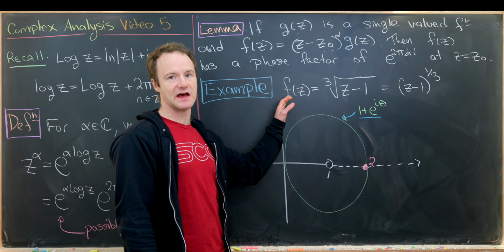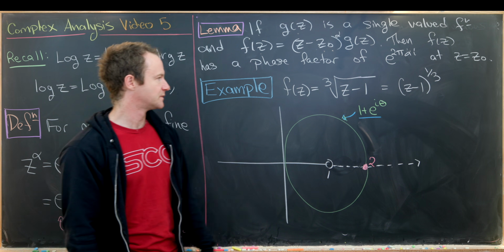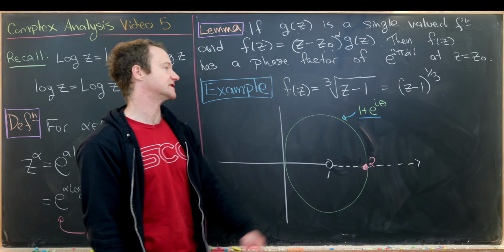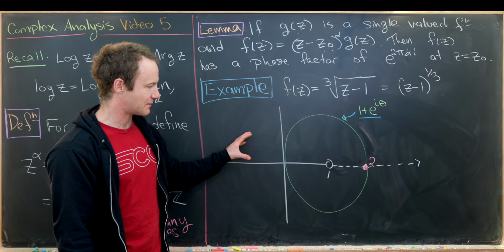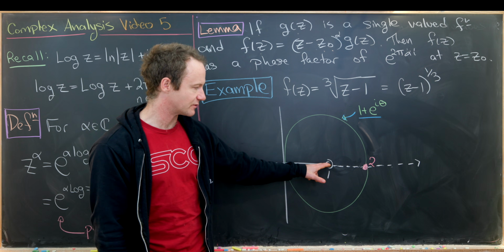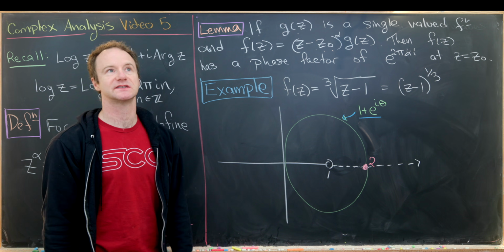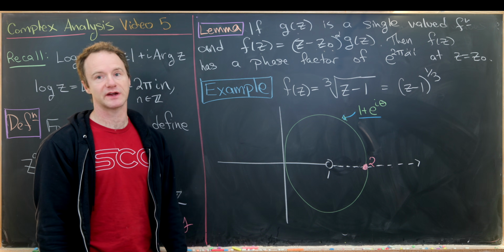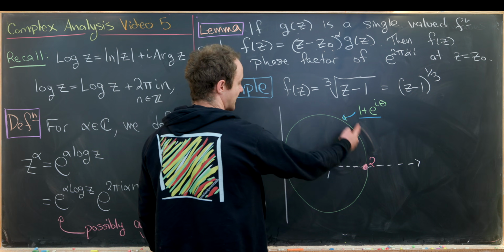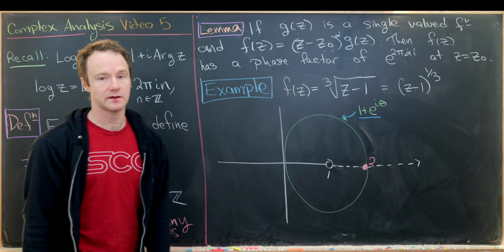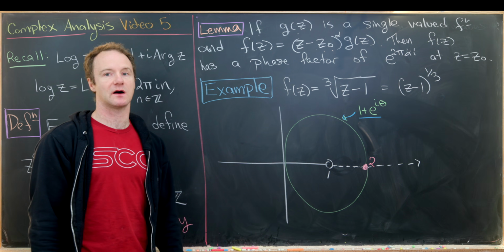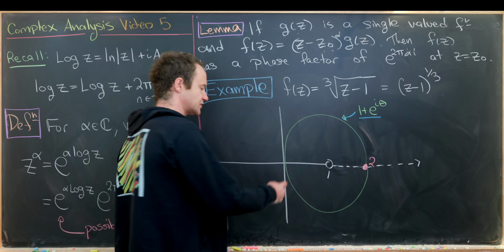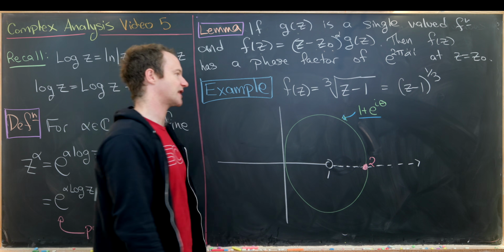The example I want to look at is f of z equals the cube root of z minus 1. Let's notice that that is z minus 1 to the 1/3 power, so it is indeed of this form. I've got my complex plane here. I've removed the point 1 from the complex plane as well as everything to the right of 1 along the real axis, in parallel to what we did with our branch cut before. Then I've drawn a circle of radius 1 centered at 1.